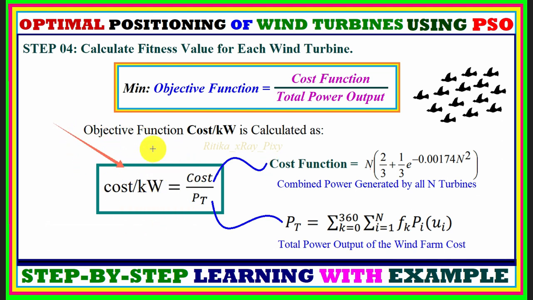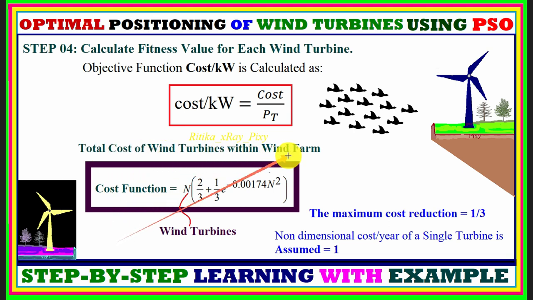So this is the objective function used here to find out the fitness value for each wind turbine, and the wind turbine having the minimum fitness value is considered as the best. Here you can see the cost function, that is the total cost of wind turbines within the wind farm, is calculated using this function, and when a large number of wind turbines are purchased the maximum cost reduction is 1/3, and here this is the cost function.